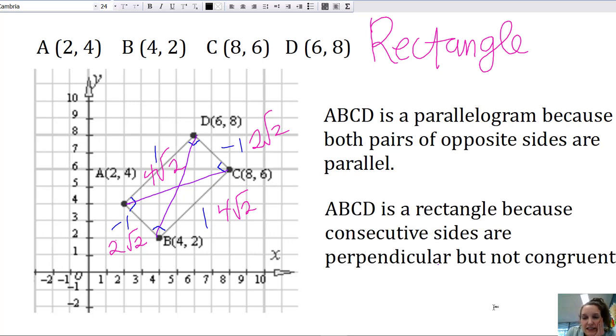And then our second sentence is going to address the fact that it is a rectangle, but it's not a rhombus. ABCD is a rectangle because the consecutive sides are perpendicular. We knew the slopes of those consecutive sides were opposite reciprocals, so that told us that was a right angle, which told us it was a rectangle. But the consecutive sides are not congruent. If the consecutive sides had the same length, then it would have been a rhombus. So you want to address the fact that it is a rectangle because the consecutive sides are perpendicular, but it's not a rhombus because the consecutive sides are not congruent.